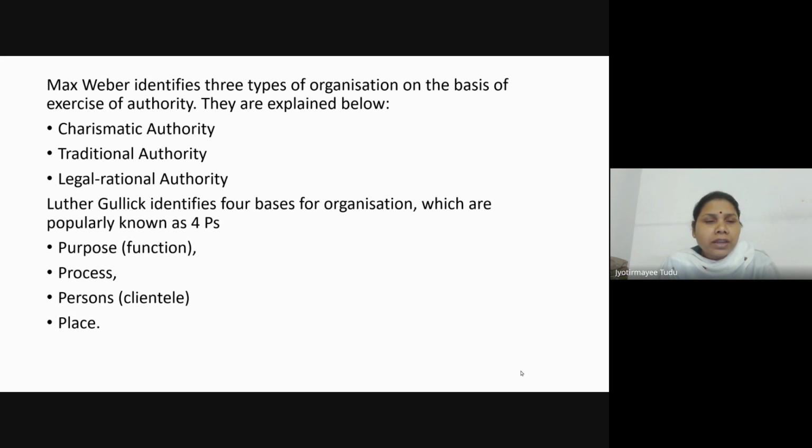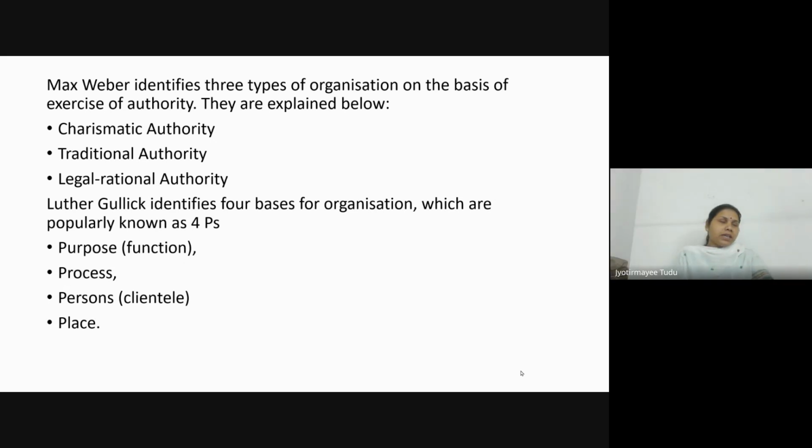So Luther Gulick essentially views organization through four bases, and the concerned organization must have a purpose, so that this purpose will provide the direction for the organization to function. An organization cannot be created in a vacuum, so it must have a purpose, and this purpose will subsequently provide the pathways for how that organization will function.